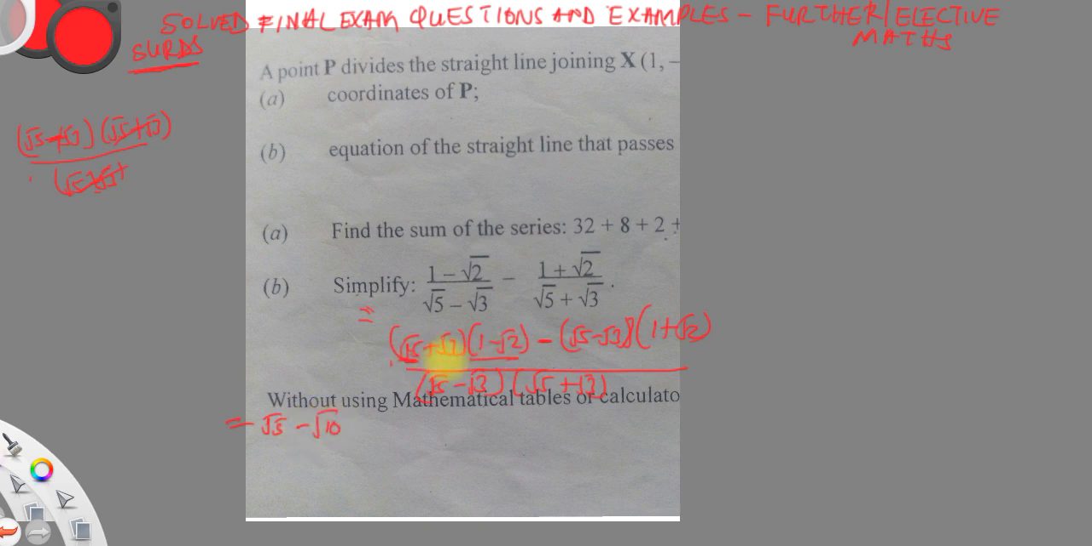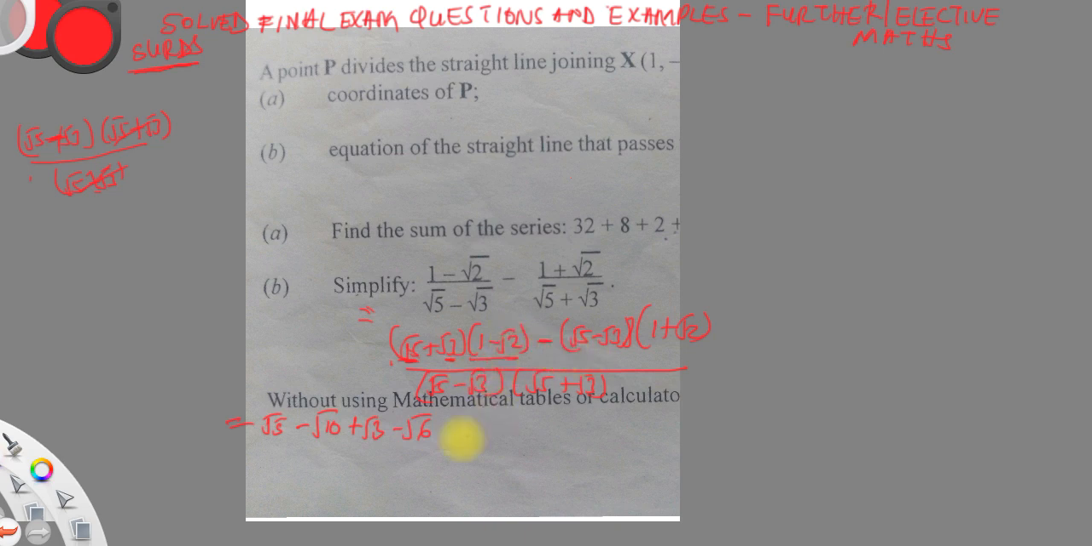Then you come to the term square root of 3. Square root of 3 times 1, you get positive square root of 3. Then square root of 3 times negative square root of 2, you get negative square root of 6. This is what we get. We have finished with this term.